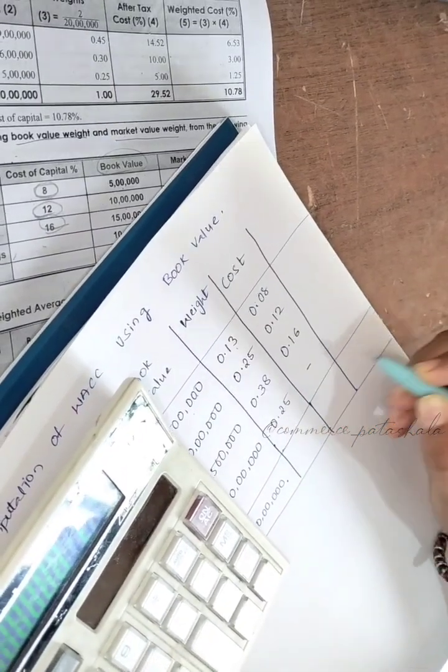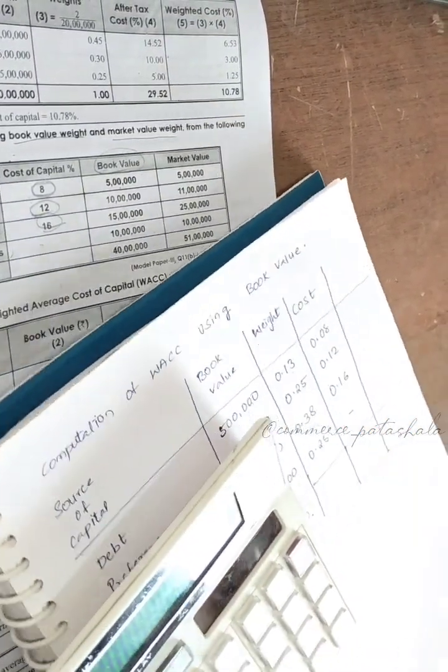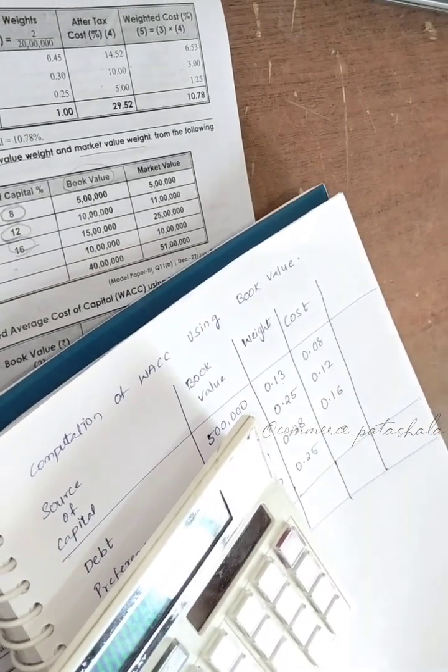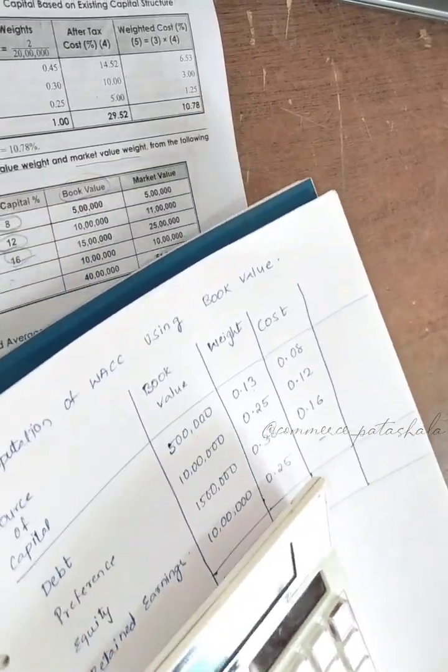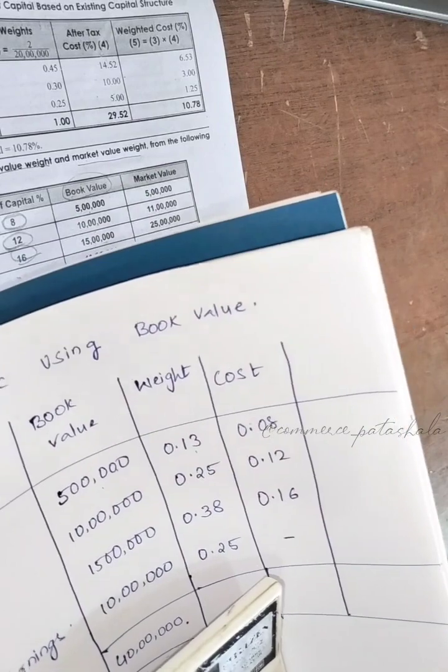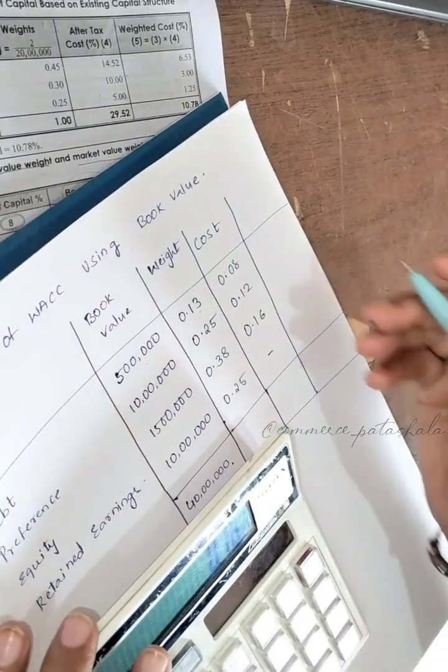For retained earnings there is no cost because it's my own earnings which I have in my business, so I don't have any cost for retained earnings. Okay, now what is the total cost?